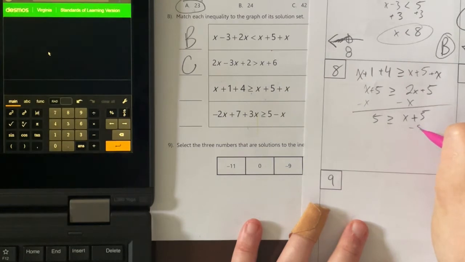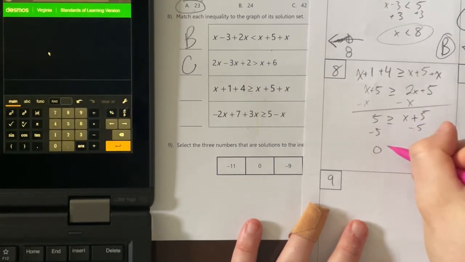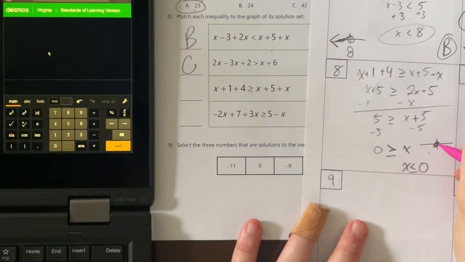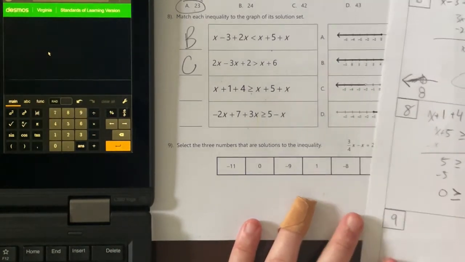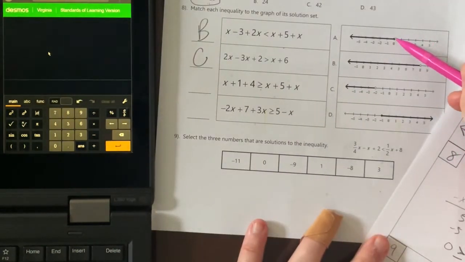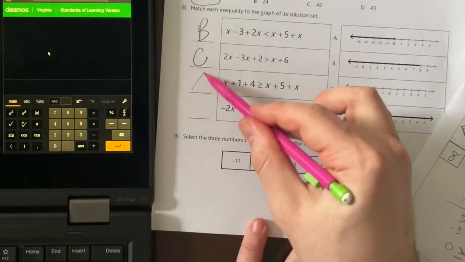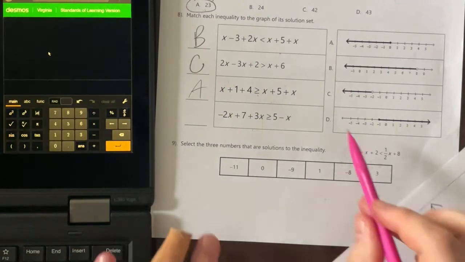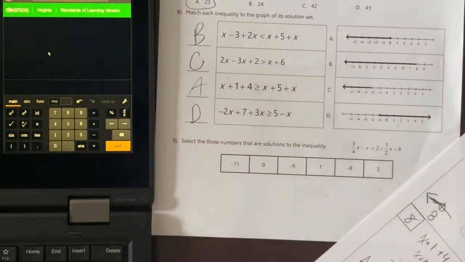Then I can subtract 5 from both sides. Even though I have 0 as an answer, that's okay. That is possible, and so I'm going to have x is less than or equal to 0 for that one. That means I have a filled-in circle on 0, and I'm still shading to the left. Filled-in circle on 0 is going to be A for that one. And lastly, I'm going to have D for that. I can move on.